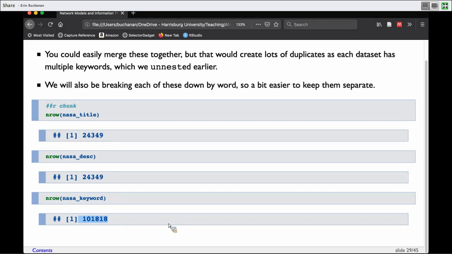Now I could combine titles and descriptions. That might make the whole thing a little bit cleaner, but if you're going to keep multiple text pieces from each document, keep that separate from an analysis that has one text per document so that you don't accidentally create duplicates.